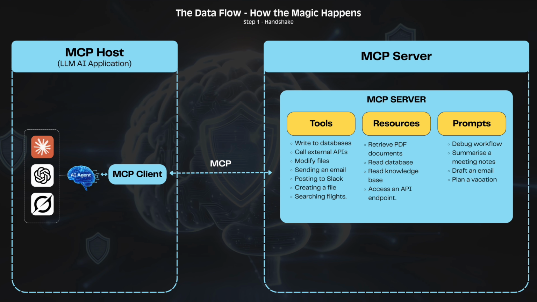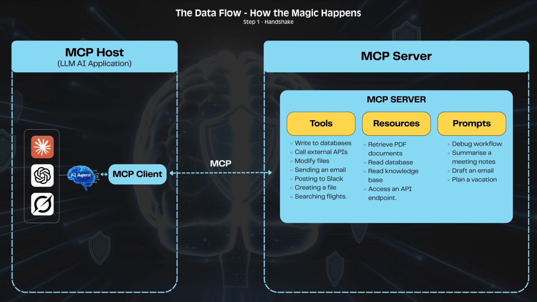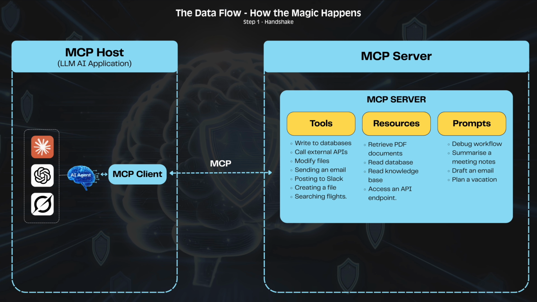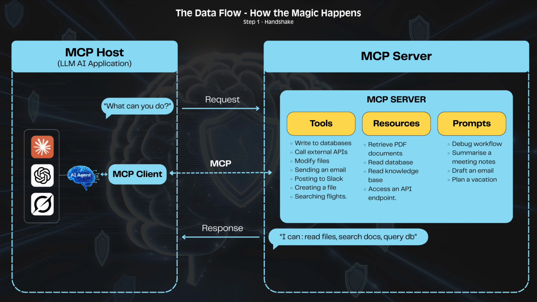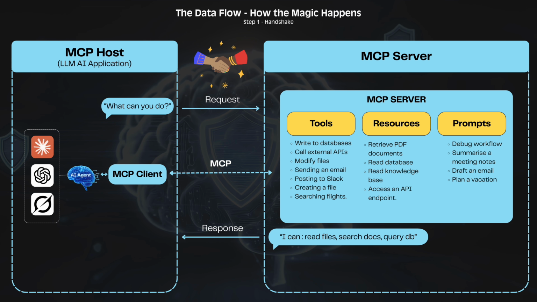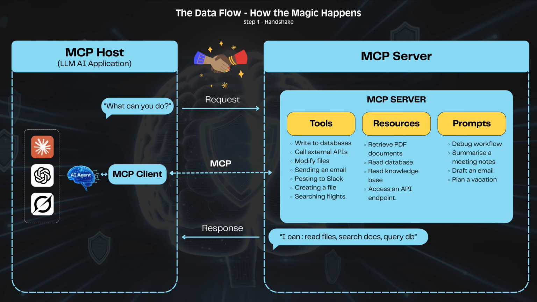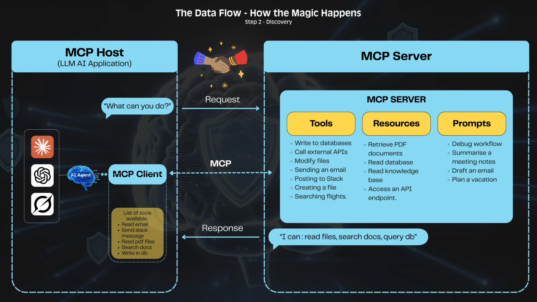Now let's see how data actually flows through MCP, turning a chatbot into an agent. Before anything happens, client and server perform a compatibility negotiation. The client sends a request to the server and asks, "What can you do?" The server responds, "Here is what I can do. I can read a file, I can search documents, I can query a database." The client says, "Got it, I understand these capabilities." Then it creates a secure and validated session. The host now knows what tools are available.